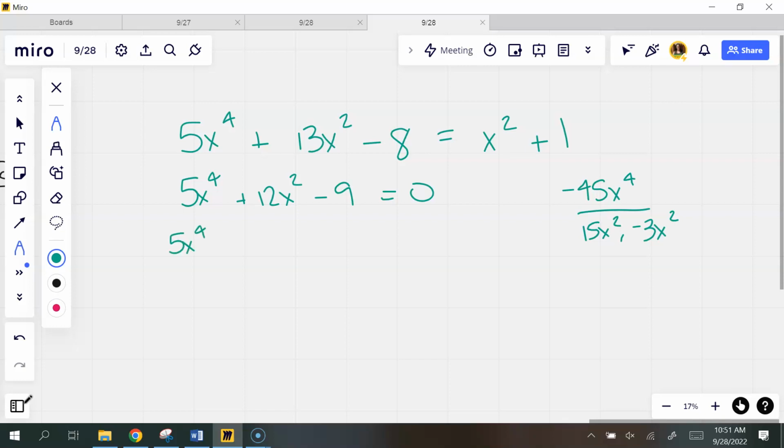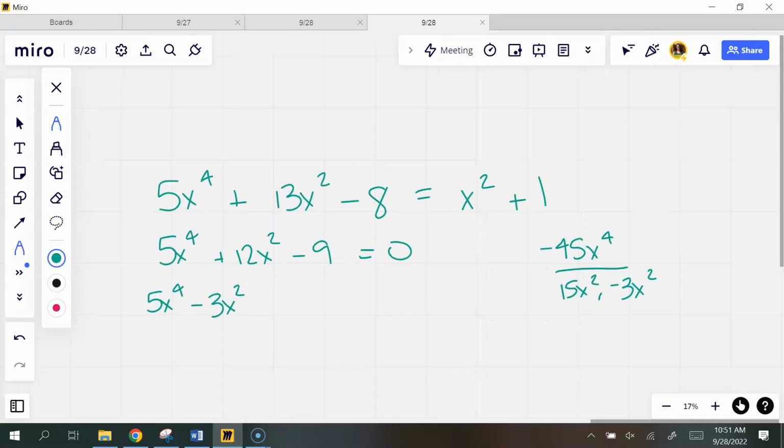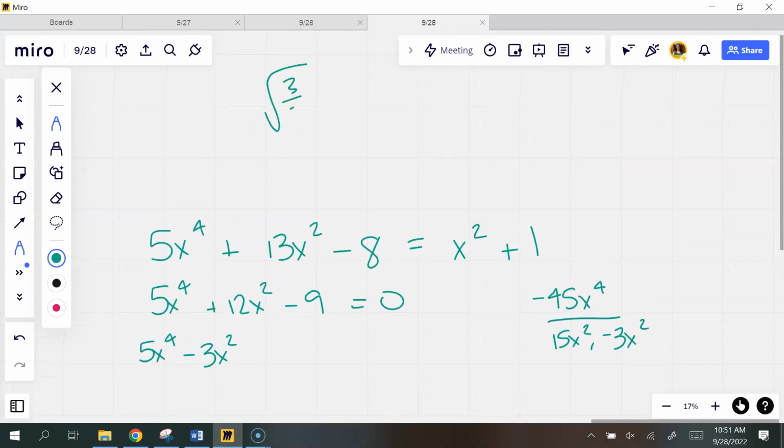Square root of 3/5. But rationalize the denominators. Multiply by square root of 5 on top and bottom. So it's actually square root of 15 over 5. If you have the square root of 3/5, you can't have a square root on the bottom, so you do square root of 3 over square root of 5. You do this. So you get square root of 15 over 5.